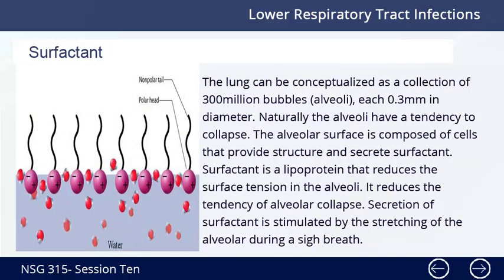Surfactant. The lung can be conceptualized as a collection of 300 million bubbles, that is alveoli, each 0.3 mm in diameter. Naturally, the alveoli have a tendency to collapse. The alveolar surface is composed of cells that provide structure and secrete surfactant. Surfactant is a lipoprotein that reduces the surface tension in the alveoli. It reduces the tendency of the alveoli to collapse. Secretion of surfactant is stimulated by the stretching of alveoli during a sigh breath.